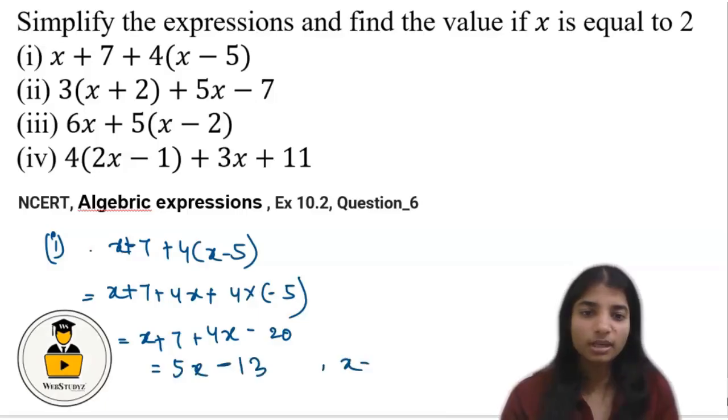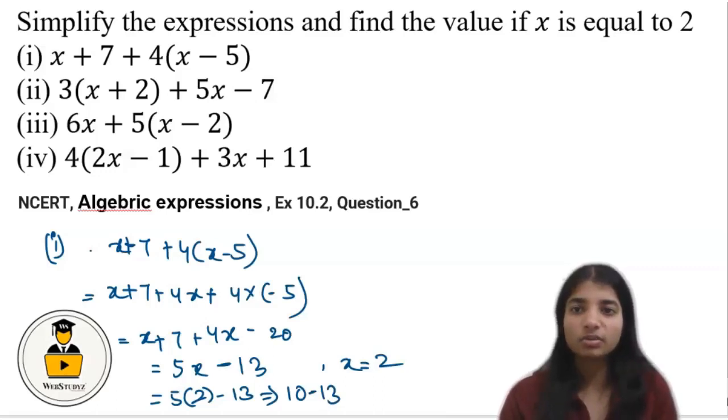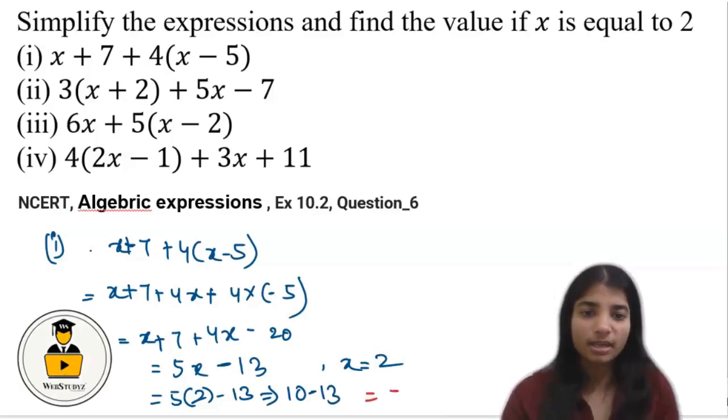Now we plug in the value x = 2. This equals 5 multiplied by 2 minus 13. 5 multiplied by 2 is 10, and 10 minus 13 is minus 3. So the answer to the first part is minus 3.